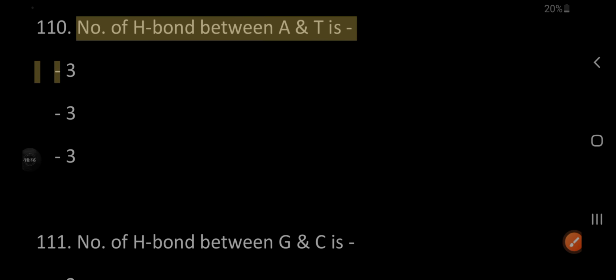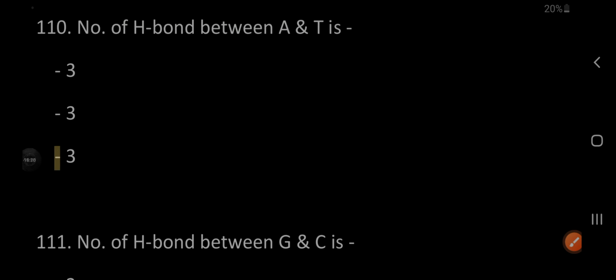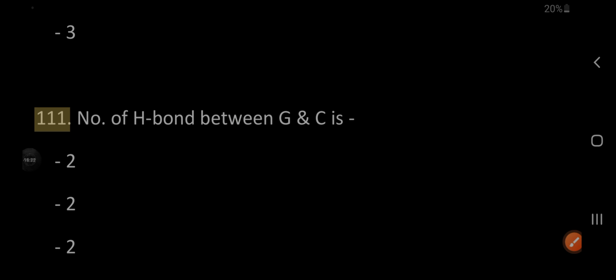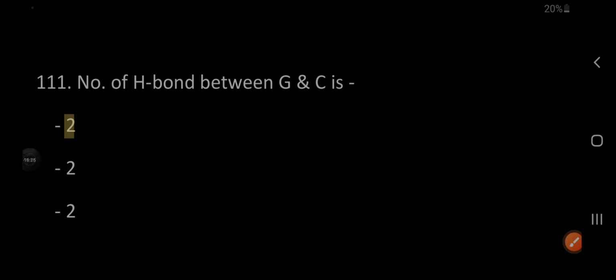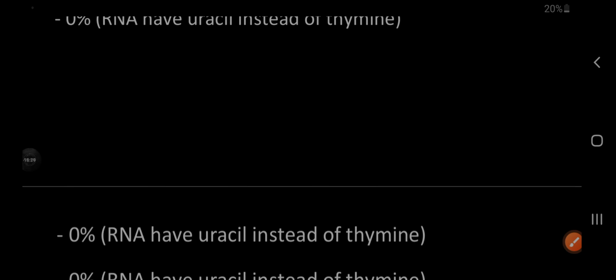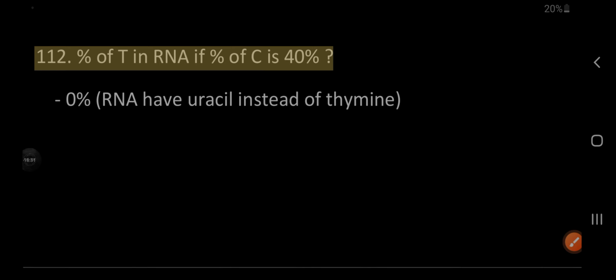110. No of H bond between A and T is dash. 2. 111. No of H bond between G and C is dash. 3. 112. Percent of T in RNA if percent of C is 40%.